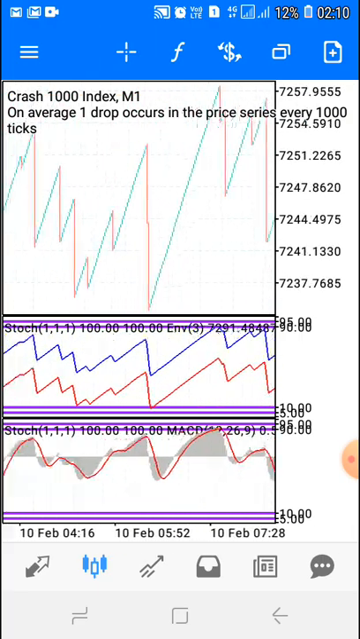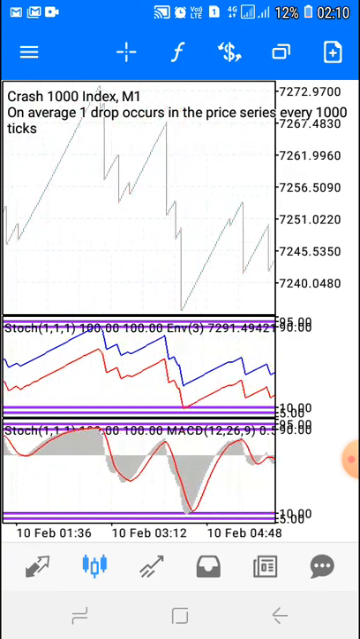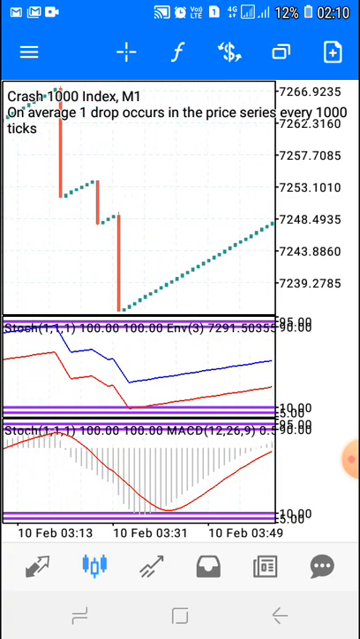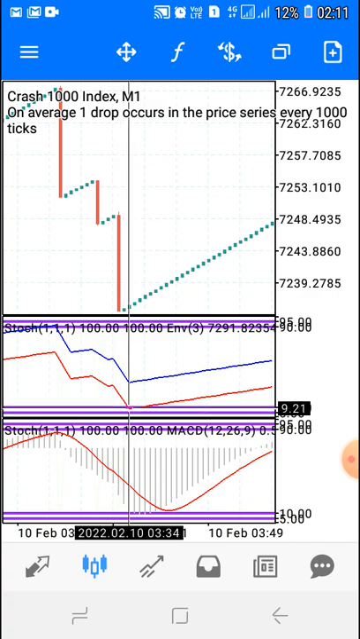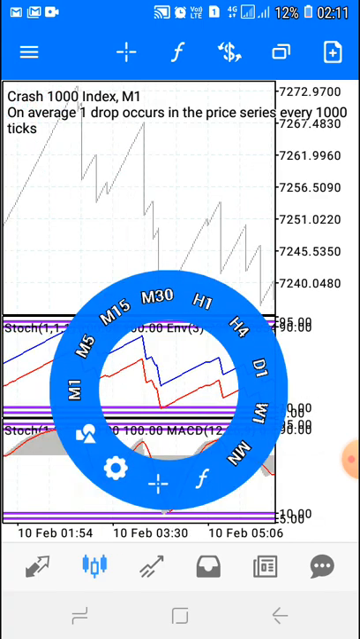Now, if the envelopes doesn't touch the 10 and 5 level, you do not take a trade. If the MACD doesn't touch the 10 and 5 level, you do not take a trade, because at the end of the day, you will blow your account, right? So check this out. This is where the envelopes touch the 10 and 5. This is where the MACD touches the 10 and 5 level. You take a trade, right?